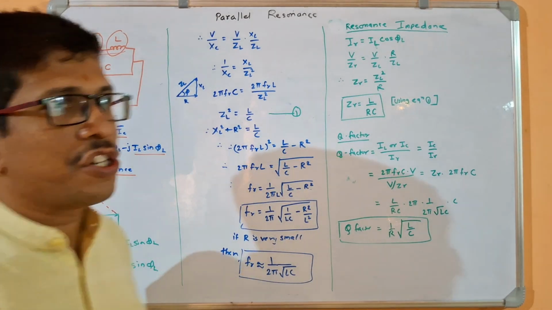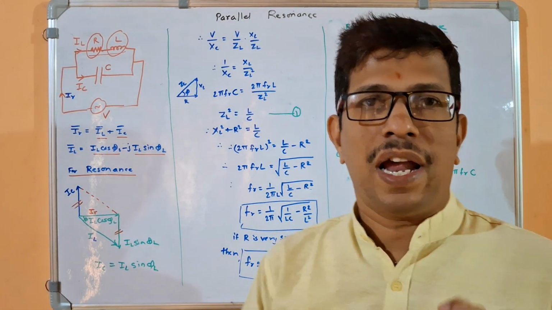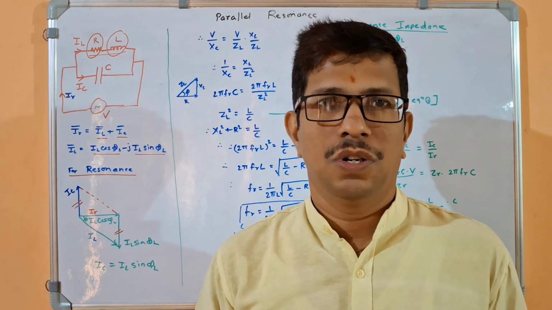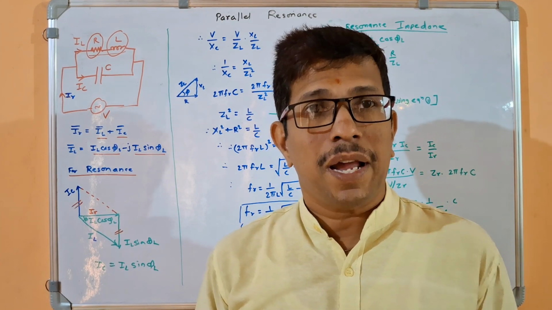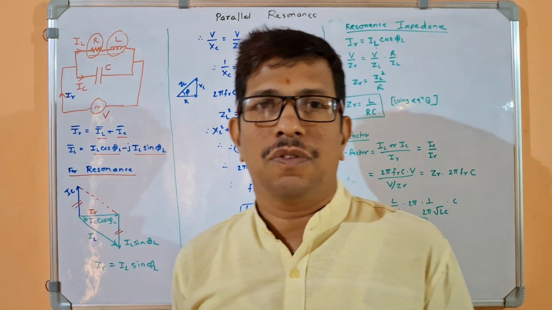Now what is the condition for resonance here? Like in series, we are having condition that supply voltage must be equal to resistive voltage. So here also supply current must be equal to what? Resistive part of the current.